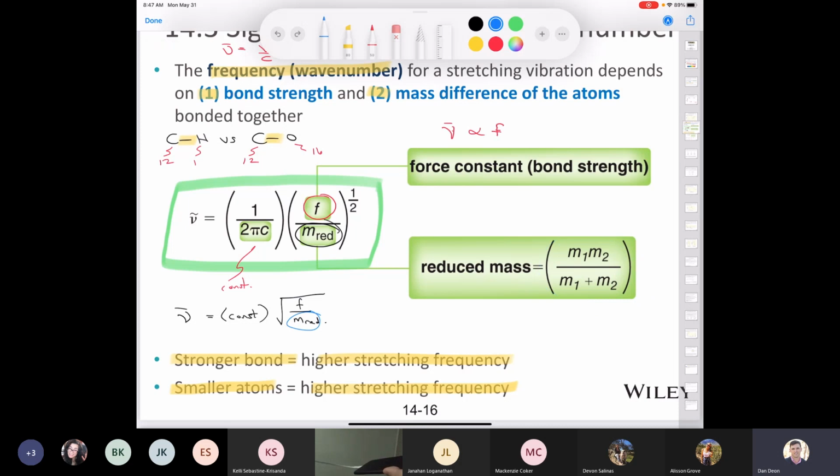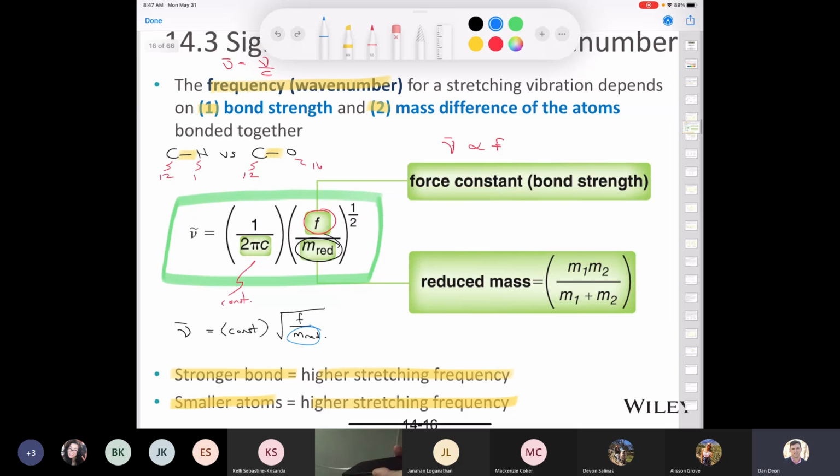What I showed you, or what I told you, is that the higher the masses are in the bonds, since the reduced mass is in the denominator, what does that mean? It means that bigger atoms are going to have lower stretching frequencies, or put another way, the smaller the atoms are, the higher the stretching frequency. Give me a thumbs up if you're even 80% of the way with me on this.